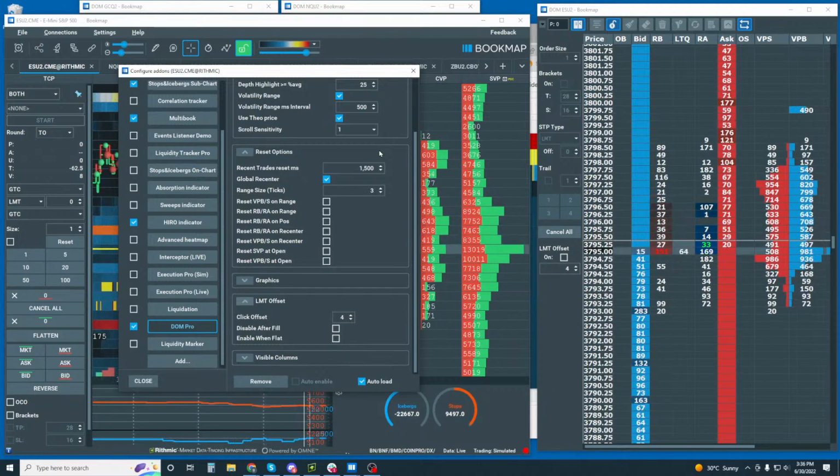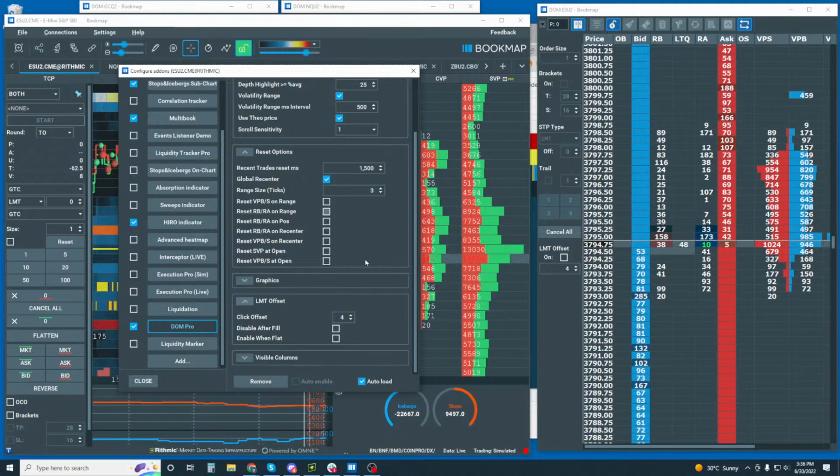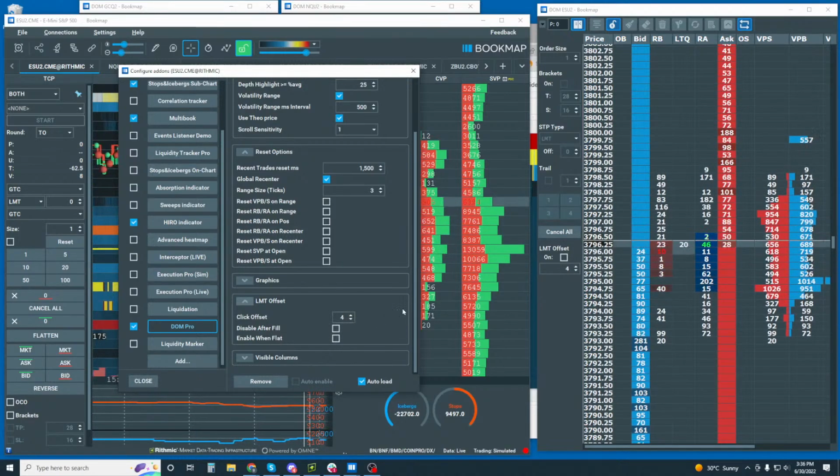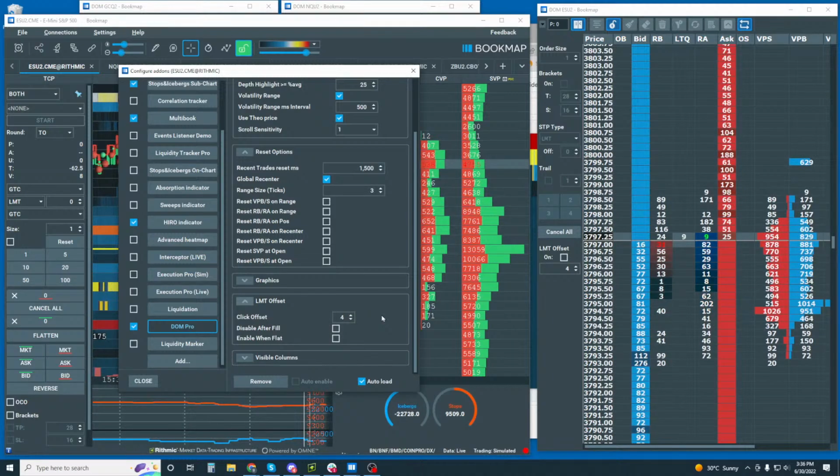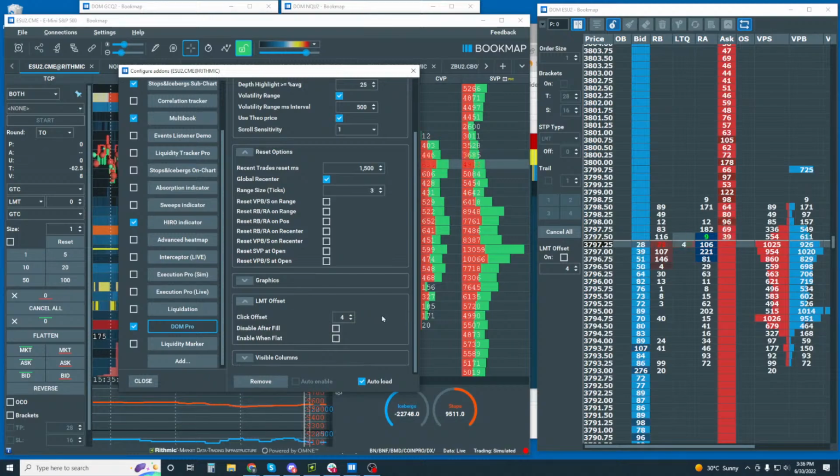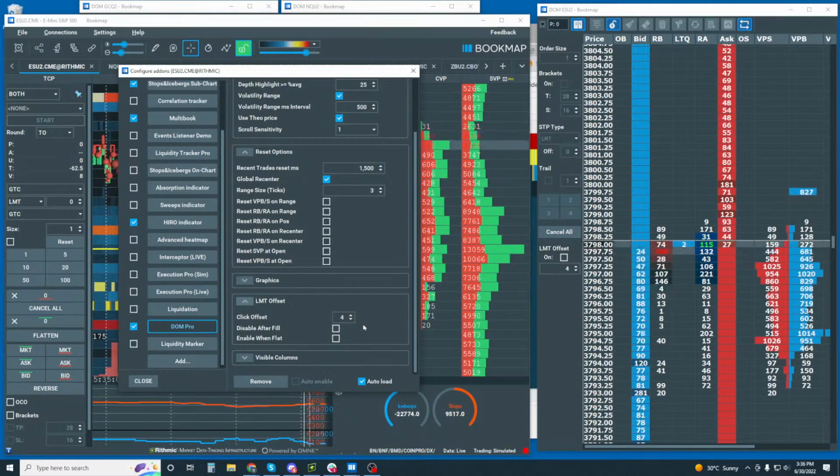So let's say on ES you want to trade four ticks. You want to buy four ticks behind the market. So instead of trying to place your mouse and calculate with your eyeball where four ticks is, you just click on the BBO and that'll place your limit buy or limit sell four ticks away from the best bid offer on your click.